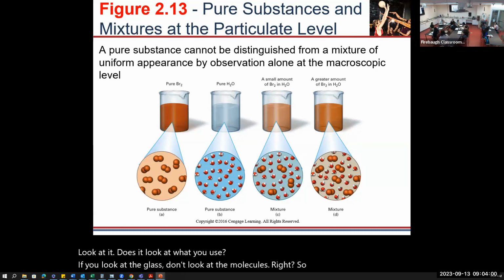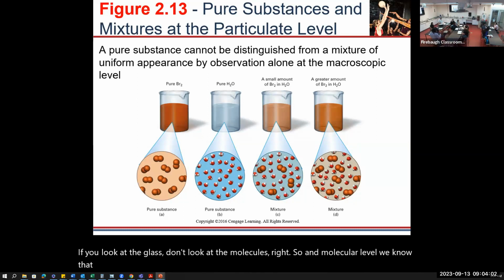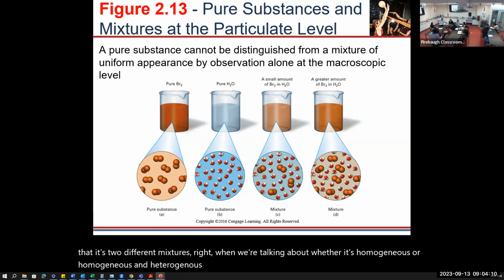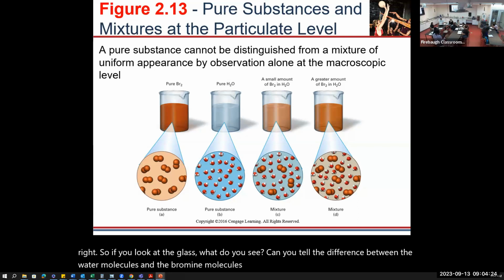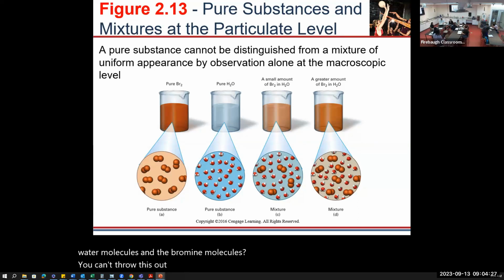At a molecular level, we know that it's two different substances, right? But when we're talking about whether it's homogeneous or heterogeneous, we're making reference to what we see visually. So if you look at the glass, what do you see? Can you tell the difference between the water molecules and the bromine molecules? You can't. So is that homogeneous or heterogeneous? I need you guys to say it. Doesn't it look all the same? If it looks all the same, it's homogeneous, okay?